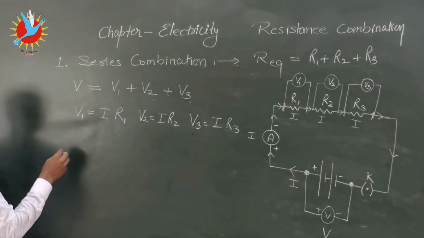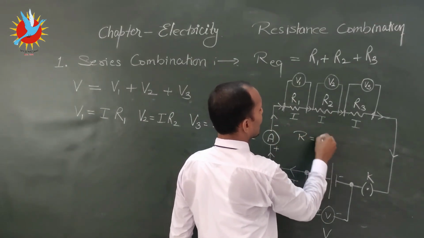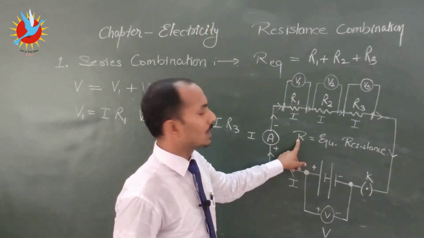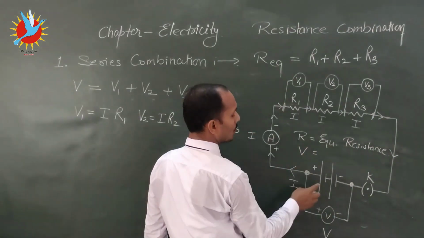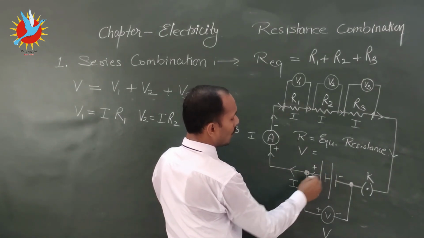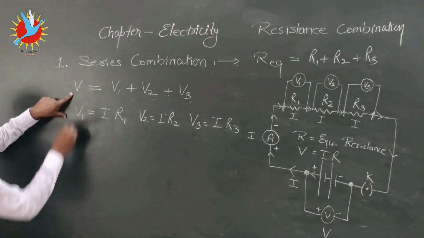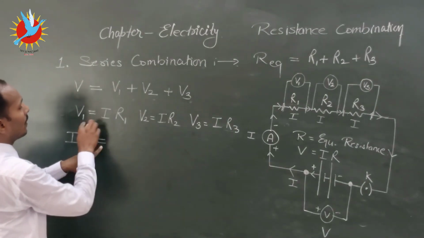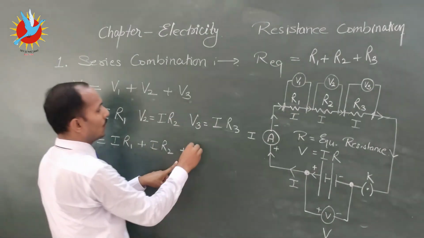Now we also know that, suppose the total equivalent resistance of the circuit is R. Then V, the source of the battery, is equal to the total current I in the circuit times the total equivalent resistance R. So putting in the values, I R is equal to V1 plus V2 plus V3, which is I R1 plus I R2 plus I R3.